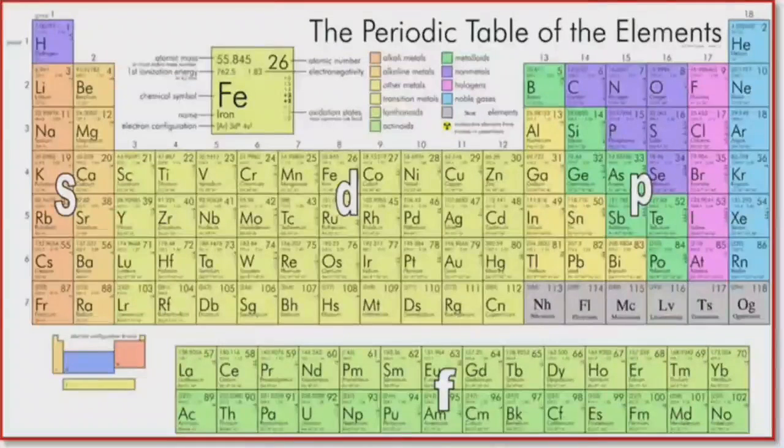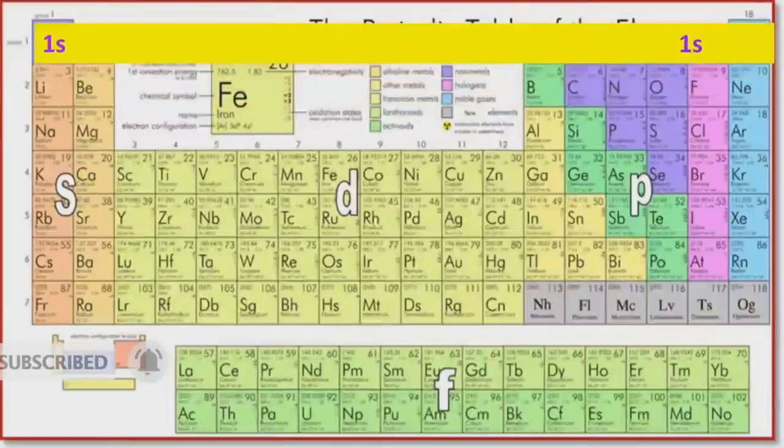If you observe the first period, it contains hydrogen and helium. Hydrogen electronic configuration is 1s1. Helium electronic configuration is 1s2. So we can say in the first period, only the 1s orbital is filled up. Or in the first period, the K shell is filled up. The K shell contains only the 1s orbital.